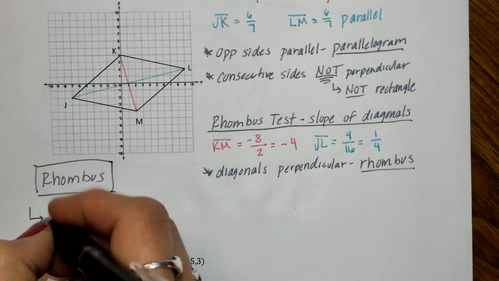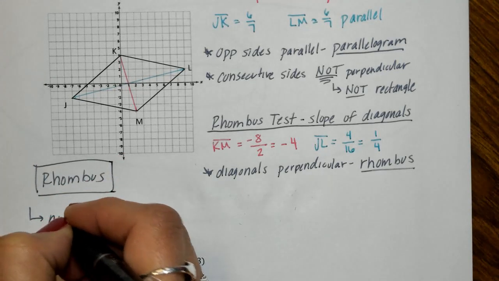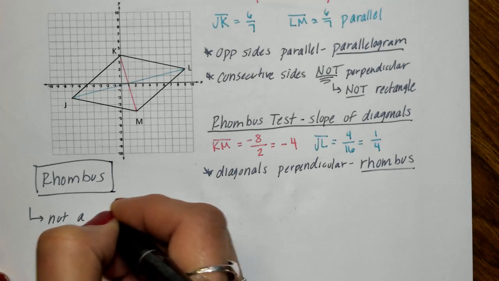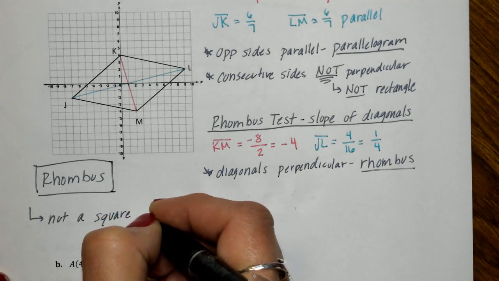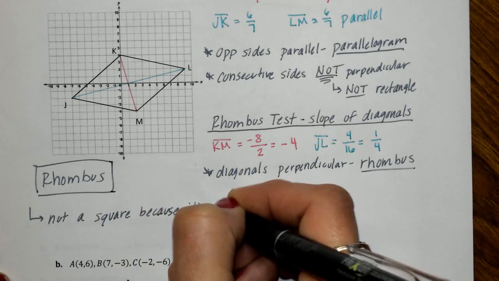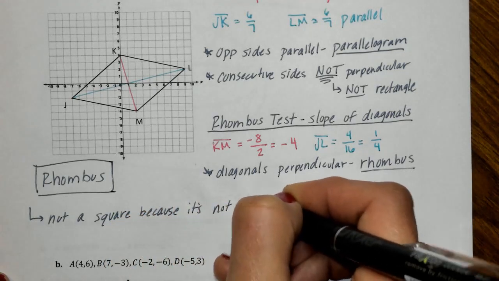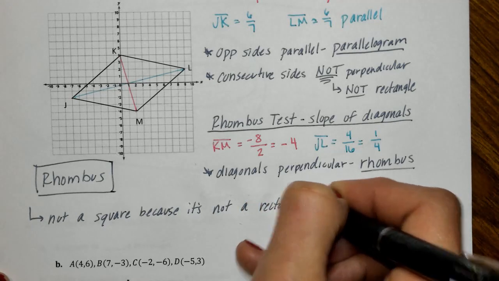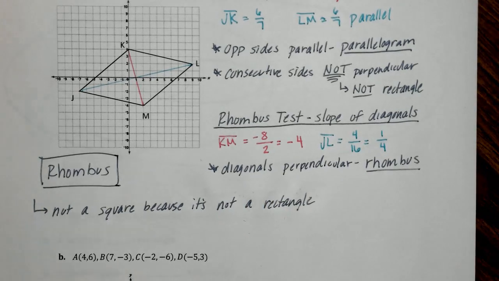And then note that it's not a square because it's not a rectangle. Okay, go ahead and pause and get that written down.